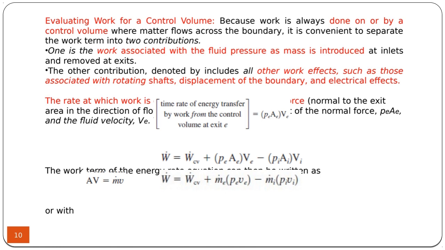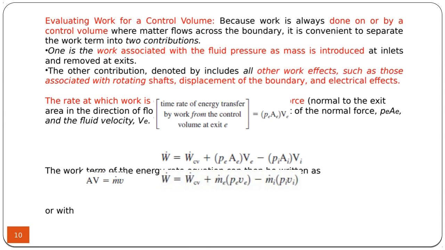Sometimes it's better to separate the work as flow work plus the work due to boundary work, electrical work, and so forth. So if we separate the work as the work per unit time inside the control volume, which can be the boundary work or electrical work or another kind of work, then we have the work due to the pressure at the inlet minus work due to the pressure at the exit.